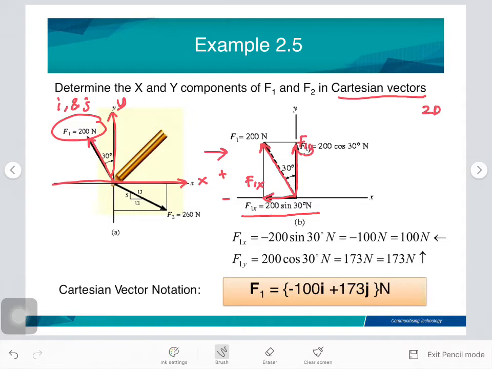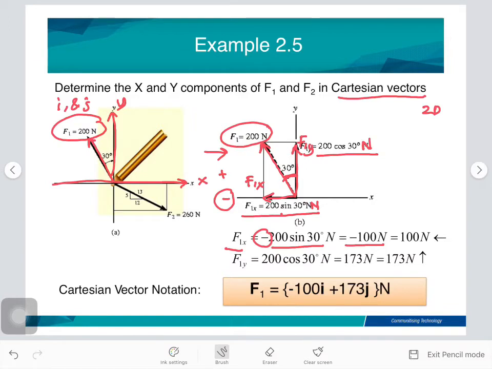So what is F1y? Given that the magnitude of F1 is 200 and the angle is 30 degrees, F1y is equal to, because this angle is near to this axis, 200 cos 30 degrees. The unit here is Newton. And then F1x, we are using this angle, so F1x becomes 200 sine 30 Newton. When you write, you must write the negative here. Don't forget. So F1x is negative 200 sine 30, which is negative 100 Newton.